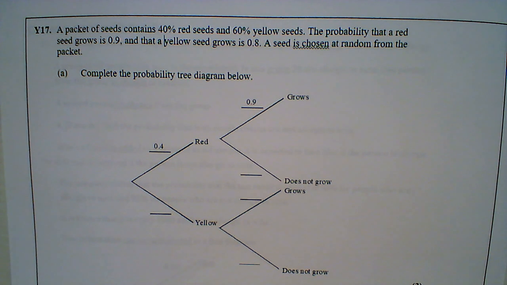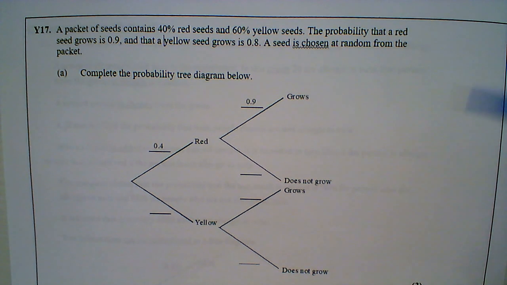We've got a pack of seeds that contains 40% red seeds and 60% yellow seeds. The probability that a red seed grows is 0.9 and the probability that a yellow seed grows is 0.8. A seed is chosen at random from the packet and then you plant it in your flower garden and see what kind of flowers you get. Complete the probability tree diagram below.